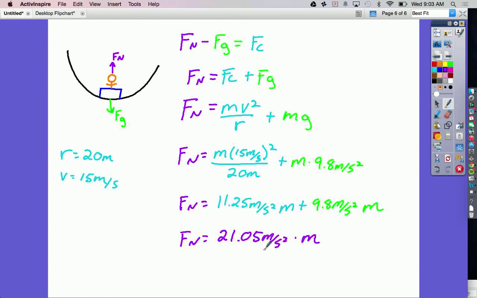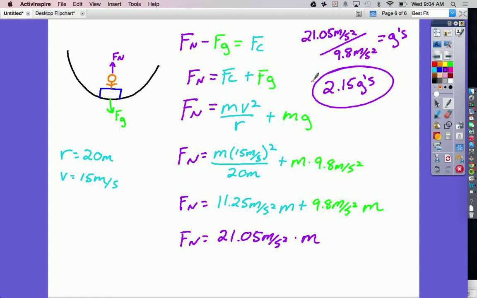How many times 9.8 is 21.05 meters per second squared? Well, all we have to do to find what multiple of 9.8 it is, is divide by 9.8. So I'll do that up here in the top right corner. 21.05 meters per second squared divided by 9.8 meters per second squared is how many G's of force I'm feeling, how many times gravity I feel like the force is. And when I divide that, it's 2.15 G's. That's how many G's of force you're feeling. So you would feel like you weigh 2.15 times however much you weigh.